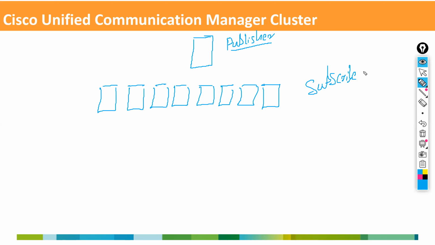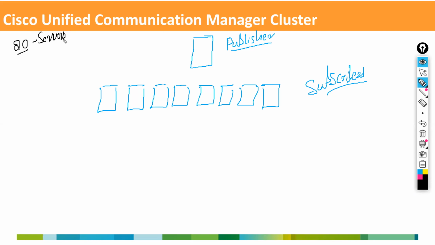Subscribers. Clear? The very first server is the publisher. After that, you install any server, it's called subscriber. Now, in a single cluster, maximum how many servers can we place? 20 servers we can place.